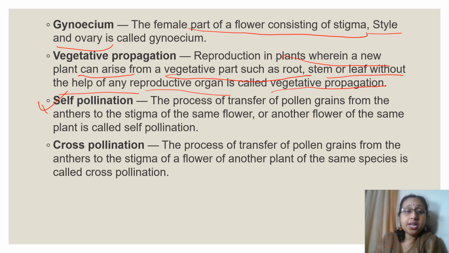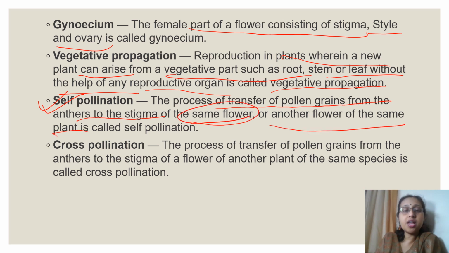Self-pollination: the process of transfer of pollen grains from anthers to the stigma of the same flower or another flower of the same plant is called self-pollination. So it is happening within the same flower or within the same plant, from one flower to another. It is not between one plant and another plant as in cross-pollination. So cross-pollination is different from self-pollination.